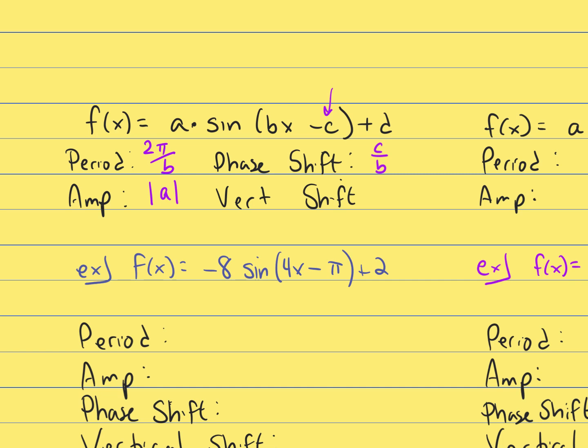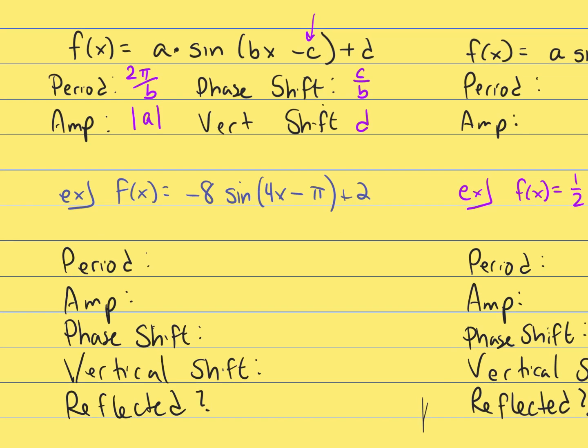So if it's a plus in there, it's going to be to the left, and if it's a minus, it's going to be to the right. And then the vertical shift is just what comes at the end, d. So if you look at this example below, it is very similar to this.